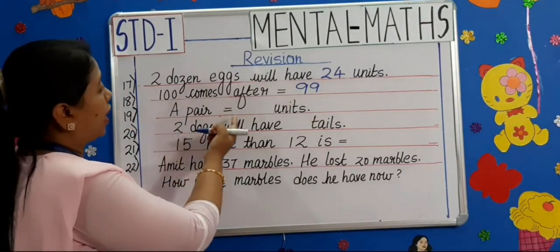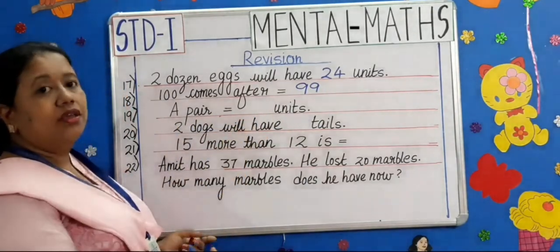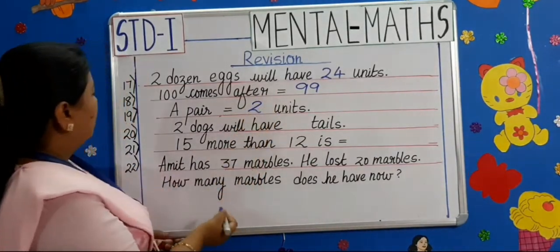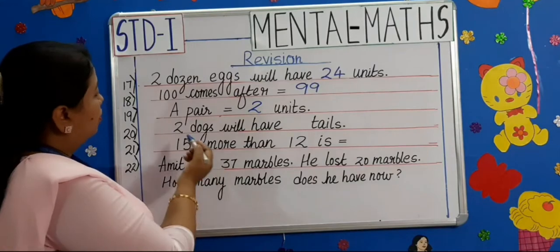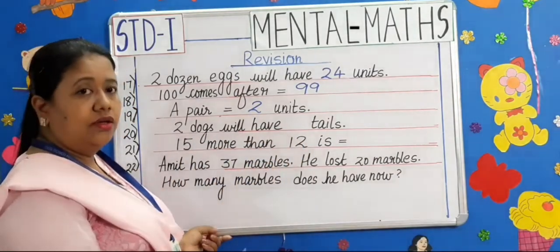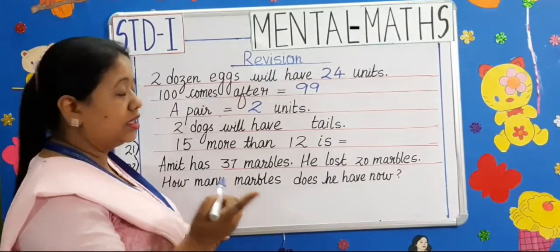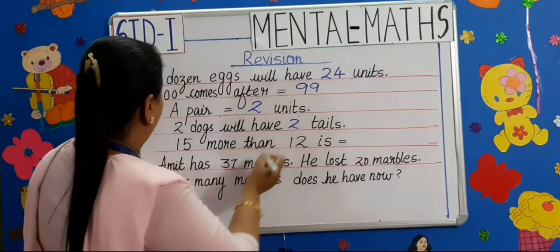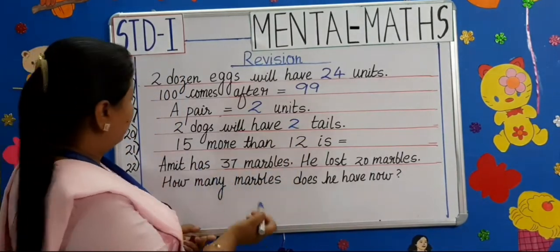A pair has how many units? Yes, a pair has 2 units. Moving on to the next. 2 dogs will have how many tails, children? 1 dog has 1 tail. So 2 dogs will have 2 tails. Moving on to the next.